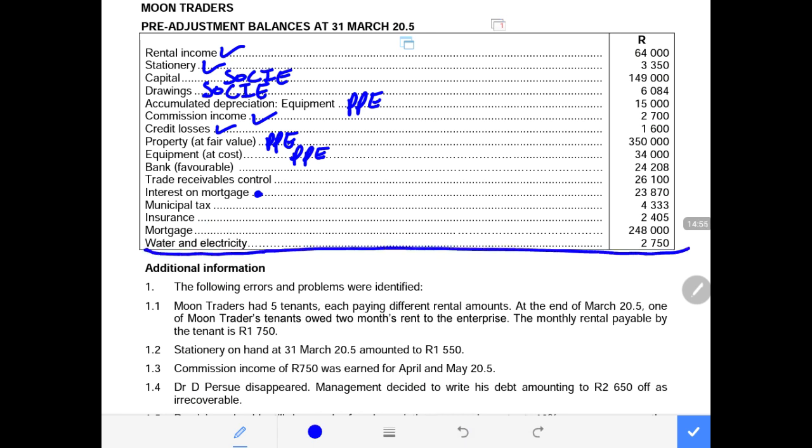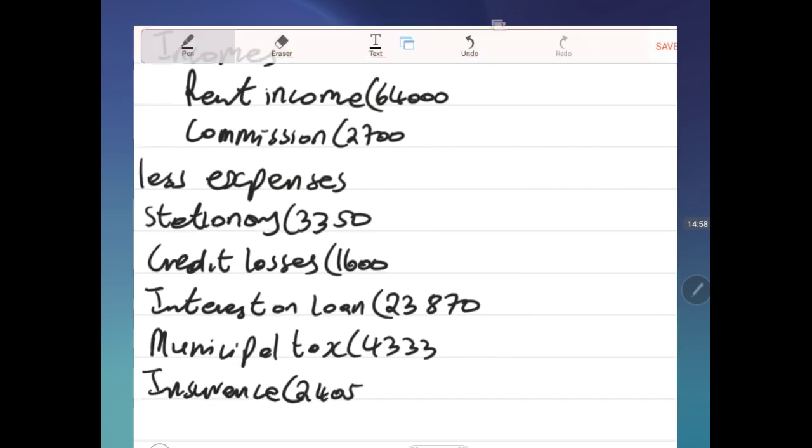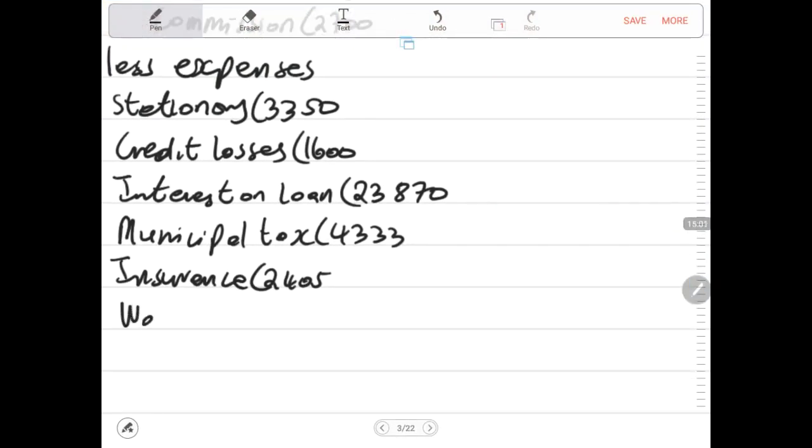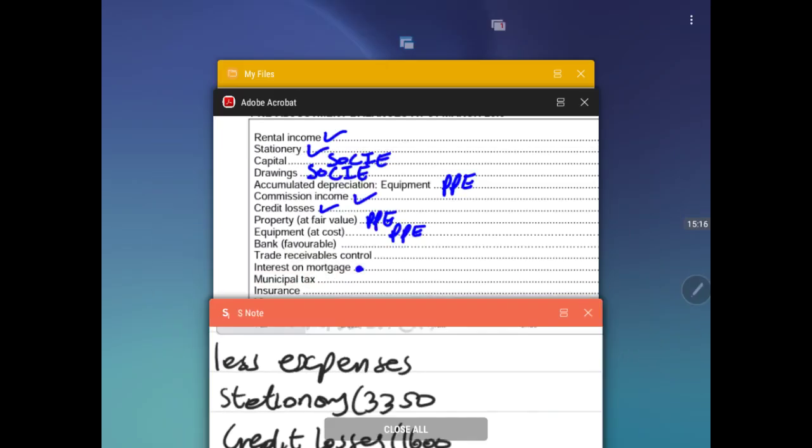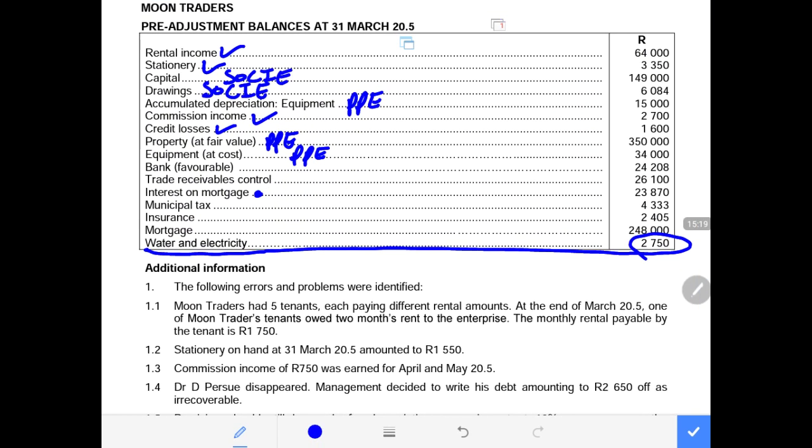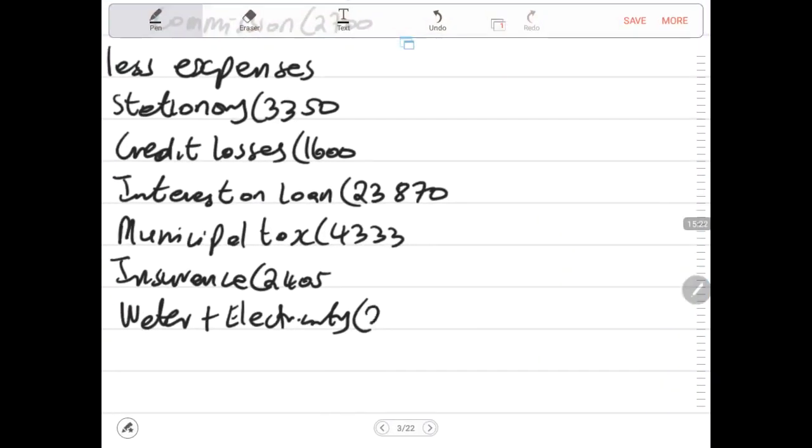We have water and electricity, 2,750. Water plus electricity, and the amount of water and electricity is 2,750. There is another expense that you must always make provision for. Even if it's not in the trial balance, make a provision for depreciation because it is likely to be there.